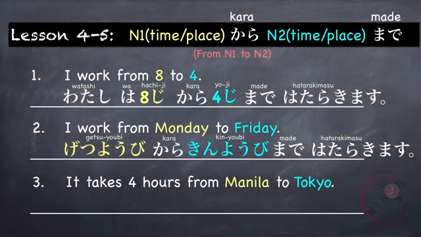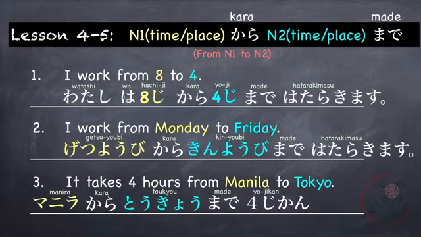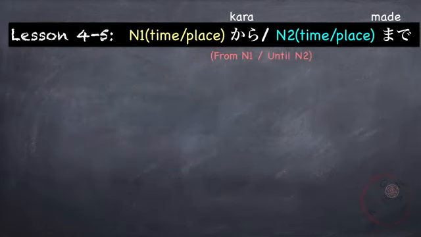Next example is with a place. It takes 4 hours from Manila to Tokyo. N1 is Manila. Manila から。Manila から東京まで。From Manila to Tokyo. 4時間 4 hours かかります. So we haven't learned this yet. This pattern will appear in lesson 11. But the important thing here is using place in N1 から N2 まで pattern. マニラから東京まで.